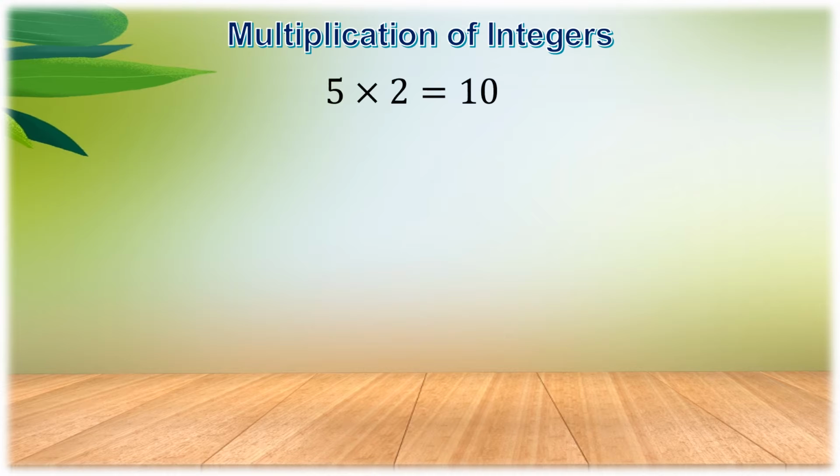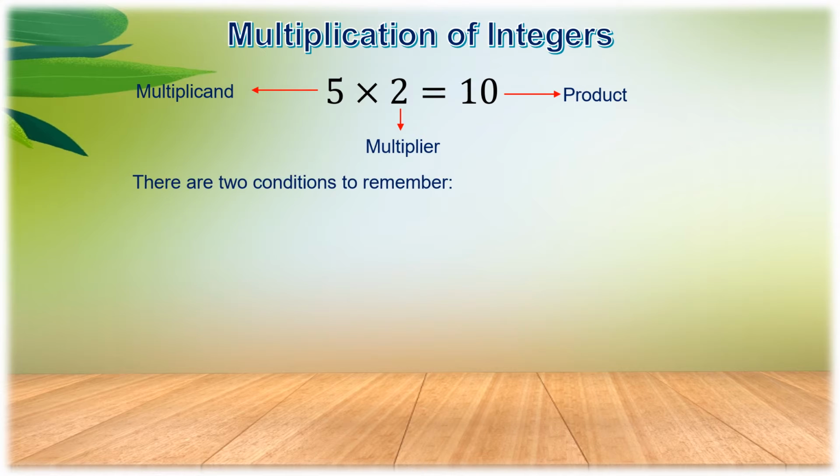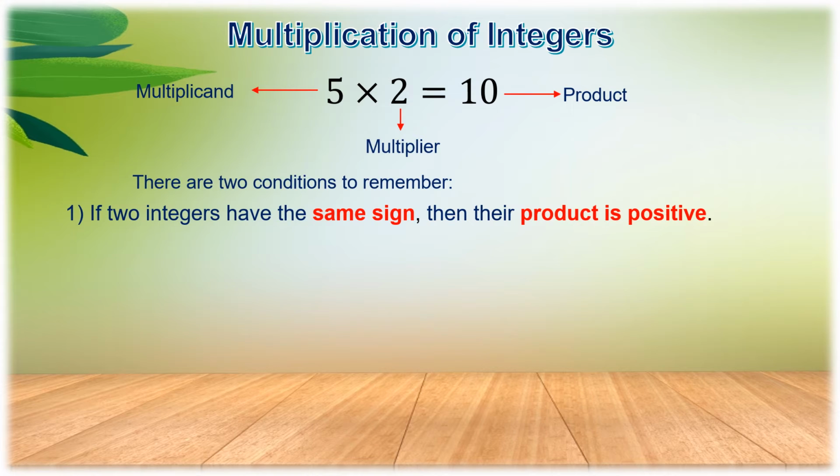Multiplication of integers. So first we are going to have the anatomy of multiplication. So 5 is your multiplicand, and 2 is your multiplier, and 10 is your product. So there are two conditions to remember when we are multiplying integers. Let us read all together. If two integers have the same sign, then their product is positive.